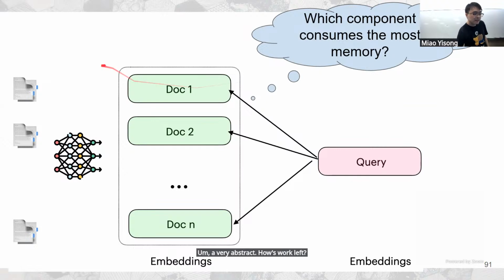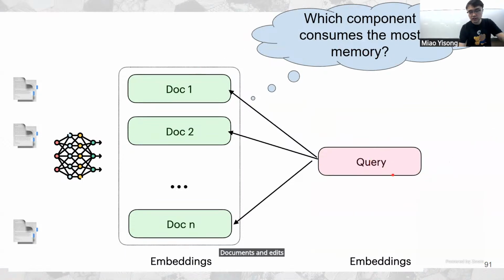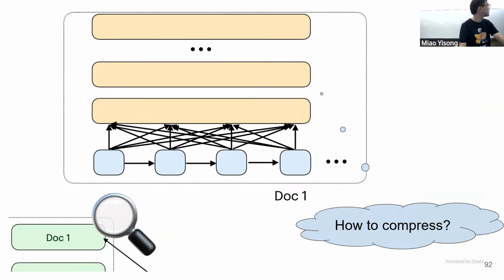So here's basically a very abstract realization about how this works. We take the documents, and then we pass the collection of documents into your network, which produces document embeddings, and at inference time we take the query and match it against these embeddings. How about we take a closer look? How is one document represented?